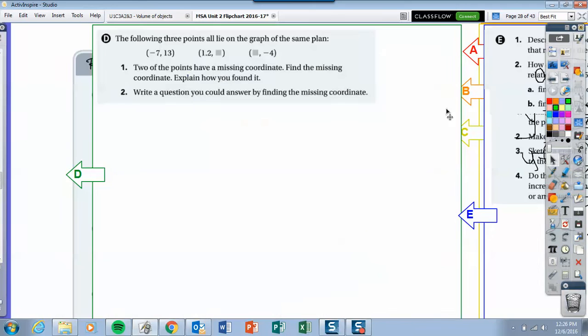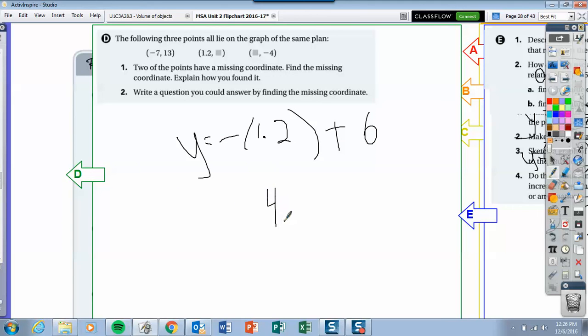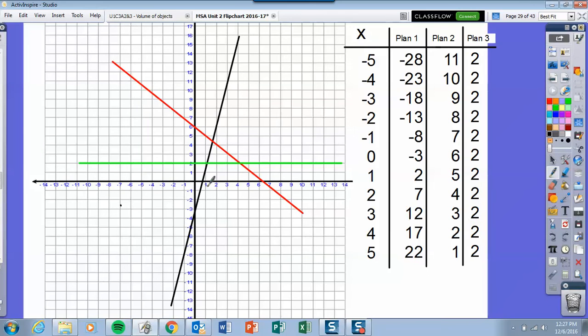So I'm going to say, well, 1.2, well, that's kind of tricky. So I can put that actually into my equation. I have y equals -1.2 plus 6. When I go ahead and solve this, -1.2 plus 6 gives me 4.8. That y equals 4.8 for this one. Well, let's double check to make sure that sounds about right. X is about 1.2, which means that this line is at about 4.8. That looks pretty gosh darn good.